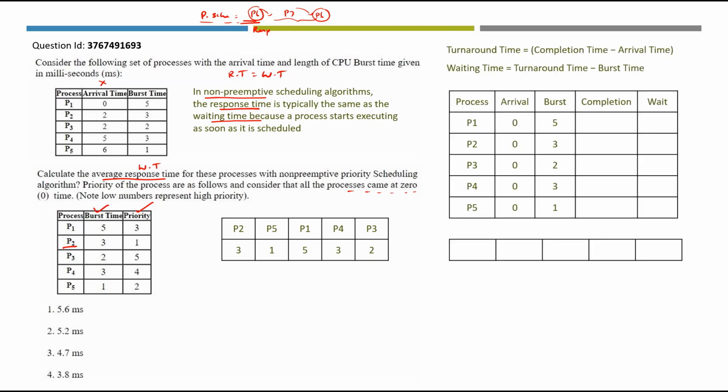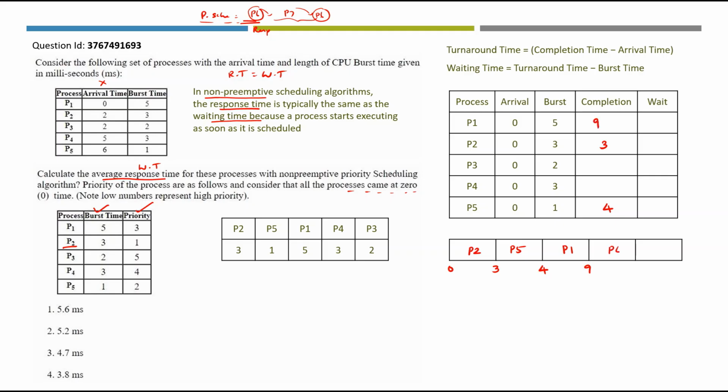So let's start from 0. So every process is going to have 0 arrival time. So the first process here will be P2. P2 will run for 3 milliseconds. So the completion time of P2 will be 3. After P2 we have P5 for 1 millisecond of burst time. So this will be 4. P5 will complete at 4. After P5 it is P1. It will run for 5. 4 plus 5 will give you 9. So it will complete at 9.